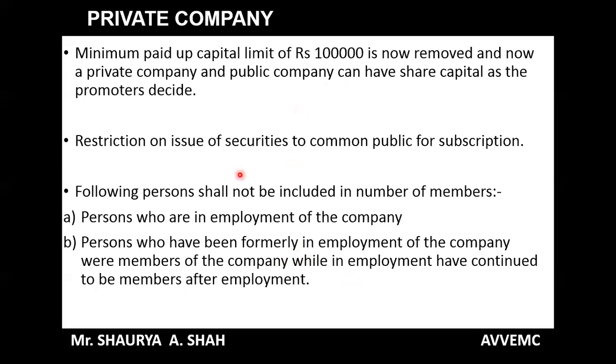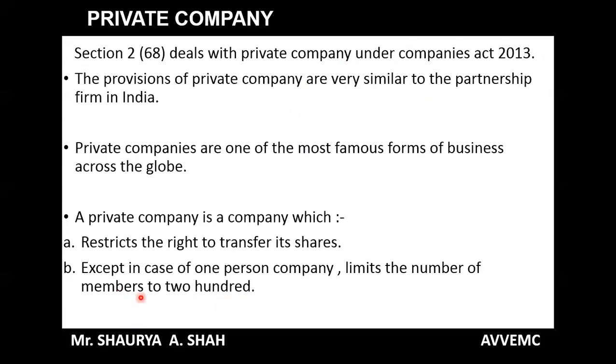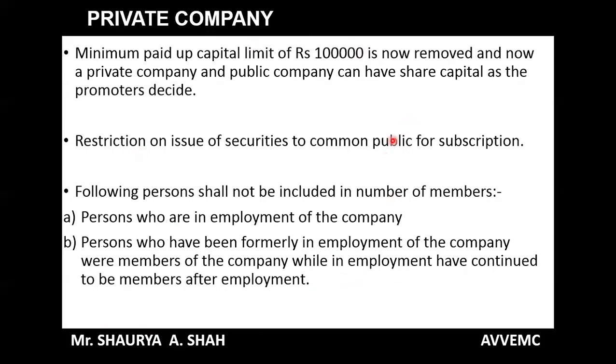Minimum paid up capital of rupees 1 lakh is now removed, and now a private company and public company can have share capital as the promoters decide, right? Students, earlier in the definition it was included. What is a private company? Where it restricts the right to transfer its shares, except in case of OPC, limits the number of members to 200, and the third condition was it should have a minimum paid up capital of rupees 1 lakh, right? But now as per the amendment of 2015 in Companies Act, it is removed, right? So you need to write down separately, minimum paid up capital of 1 lakh is now removed, and now a private and public company can have share capital as the promoters decide, right? I hope, am I clear?